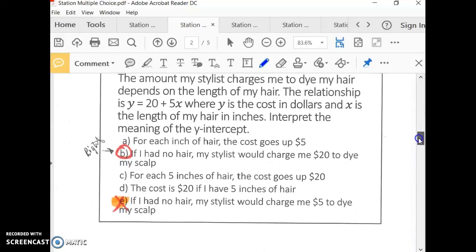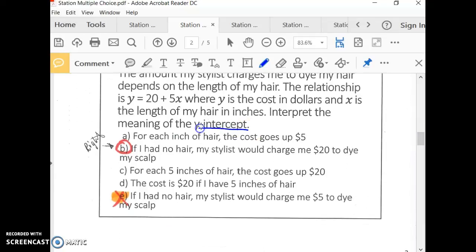So this next question wants you to interpret the y-intercept. The y-intercept is that $20. So this is what that equation is telling me. Regardless, if I go in and don't have my hair cut at all, it's going to cost me $20. So if I had no hair, my stylist is just going to charge me $20 to dye my what? Scalp.